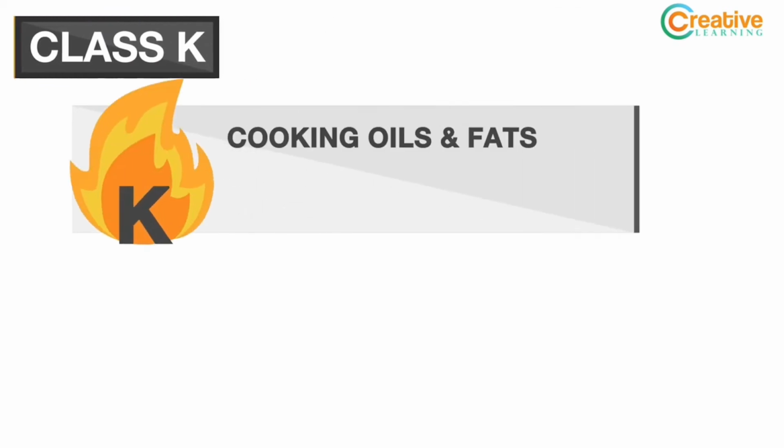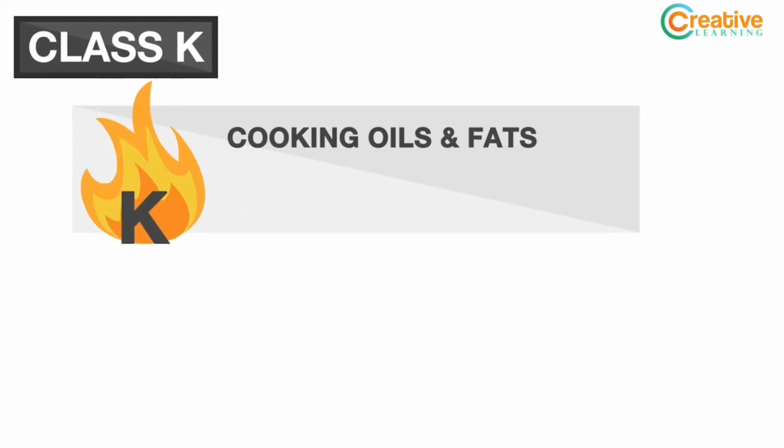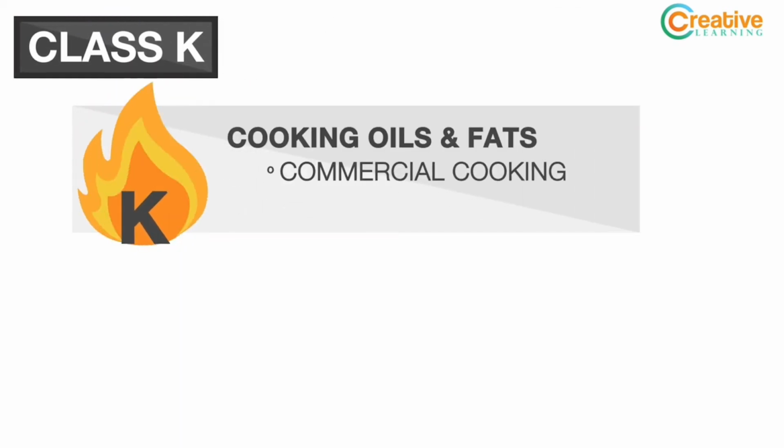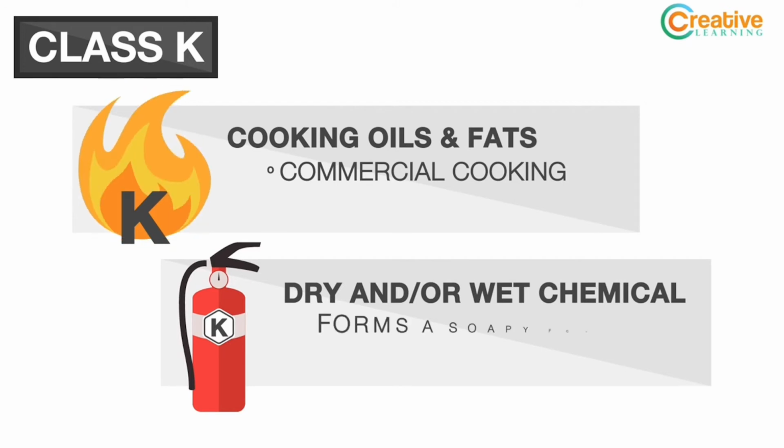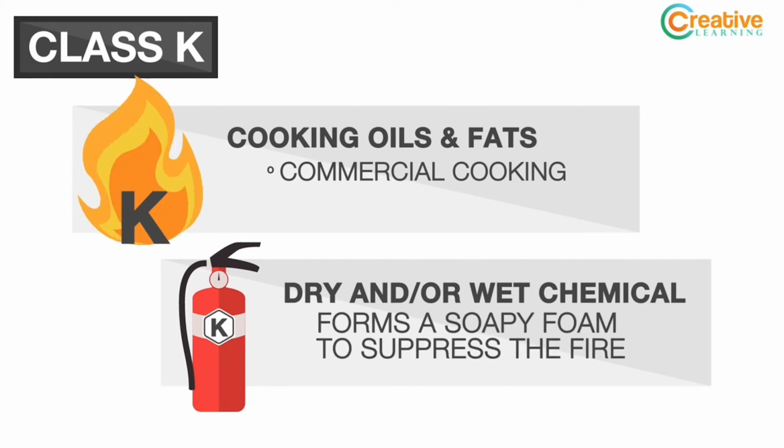A Class K fire occurs when cooking oils and fats ignite, usually in commercial cooking areas such as restaurants and cafeterias. A Class K fire extinguisher contains a dry and/or wet chemical mixture, which forms a soapy foam to suppress the fire.